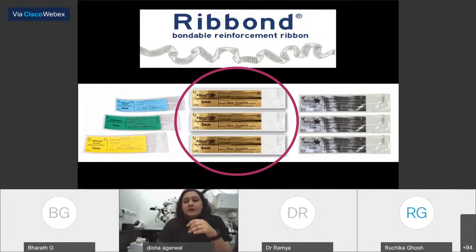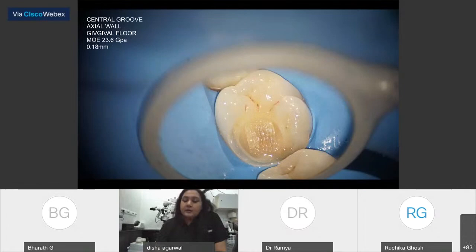Ma'am had asked me to talk a little about Ribbond. It will just take 5 minutes and I'll very quickly go through this. Why I want to use Ribbond: Ribbond is basically a polyethylene fiber. It comes in many thicknesses and sizes, 2 mm, 3 mm. The reason why I want to use Ribbond I've already shared with you. I do a restoration, I foresee that in future it may fracture, but I want to preserve my pulp. So that is my Ribbond sitting there preserving my pulp.